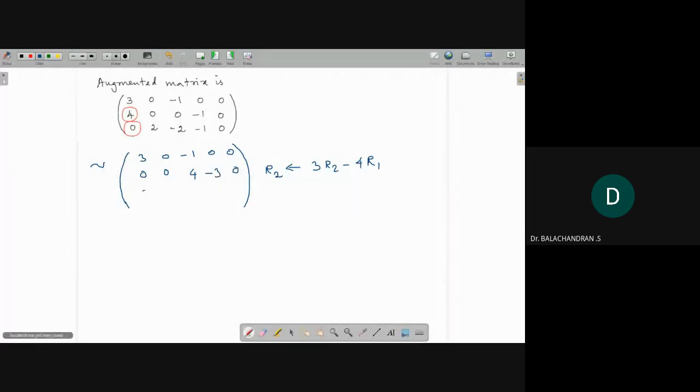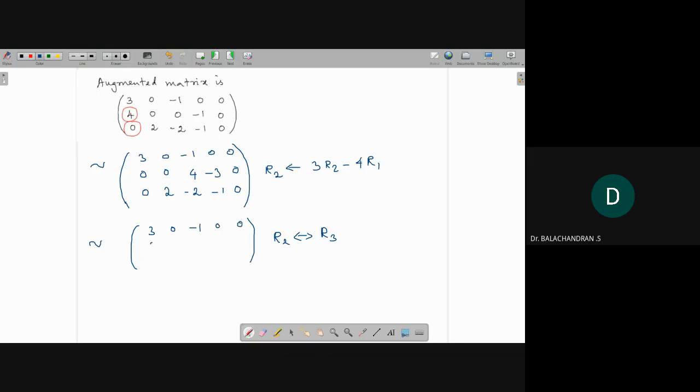And then 0, 2, -2, -1, 0. Okay. So now, actually, I need 0 here. That's why I'm going to interchange row 2 and row 3. If I interchange these two rows, the first row stays the same: 0, 3, 0, -1, 0, 0.